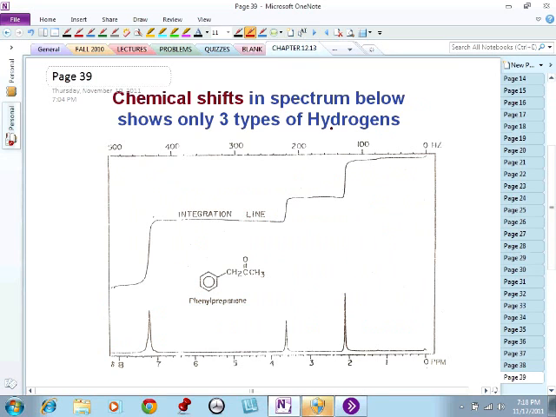Now, I told you before that you do integration. In the old days, this was from my old book. We used to draw the line to measure the number of hydrogens. Now the instrument will tell you. But the way you do that, let me show you the next slide.